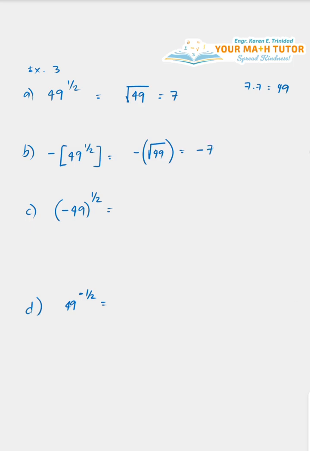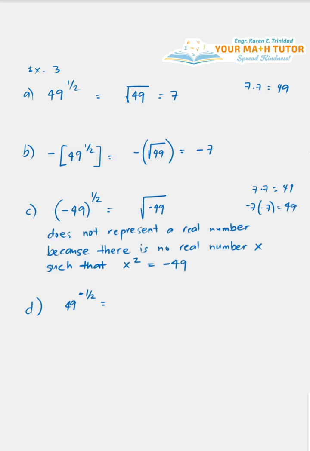And then the third is, it says here that you have to put the negative sign first, negative 49, and then you get the square root. Now we cannot get any number because 7 times 7 equals 49, and negative 7 times negative 7 is also equal to 49. That is, it does not represent a real number because there is no real number x such that x squared is equal to negative 49.